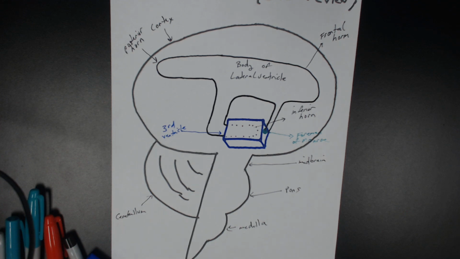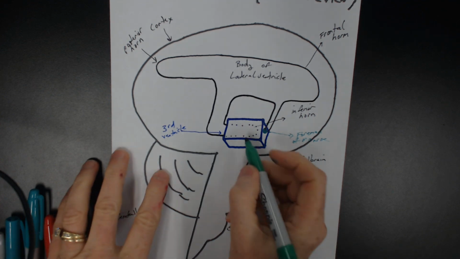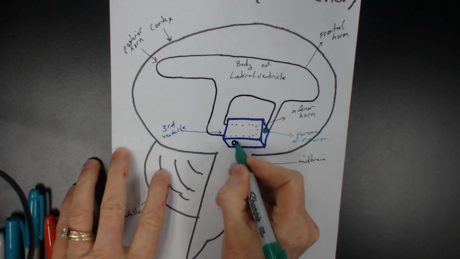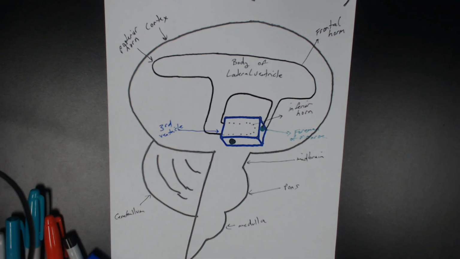Okay? All right, let's go ahead and move on. Let's look at, there's a hole here at the base of this third ventricle, and this particular hole does not have a specific name to it. It's just a hole at the bottom of the third ventricle, and it connects the third ventricle to the next part of the ventricular system.